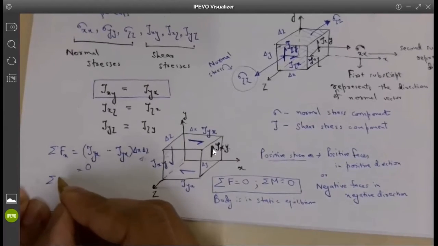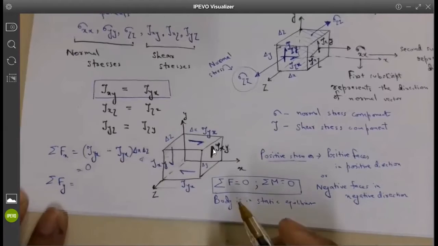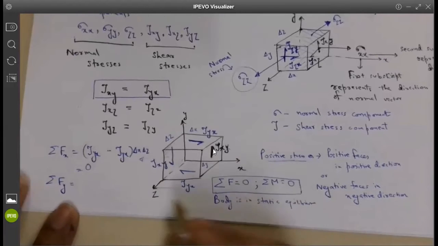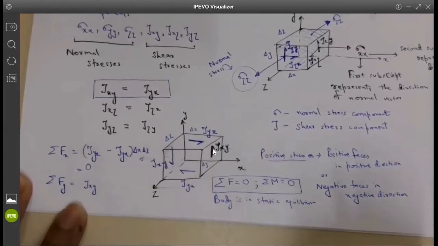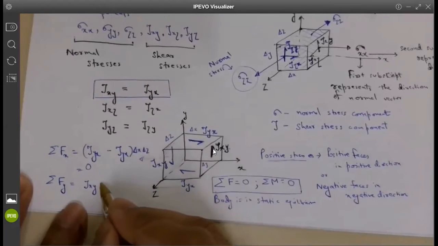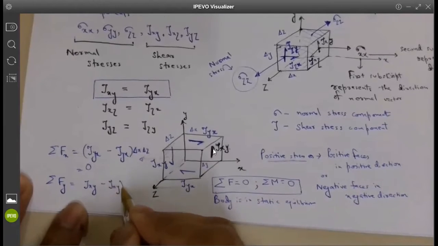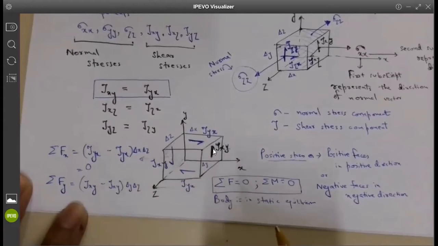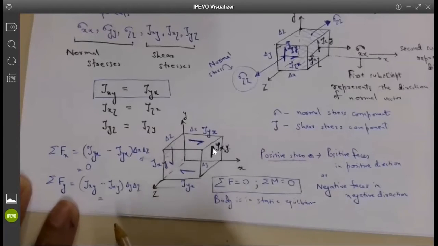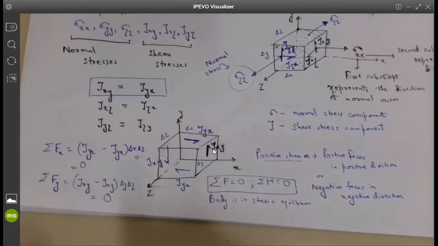What is summation of Fy? Positive tau xy, and then minus tau xy, times delta y times delta z. And what is that going to be equal to? 0. Anything else we need to consider from the z direction?